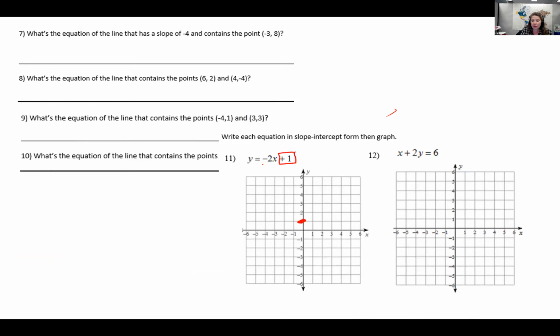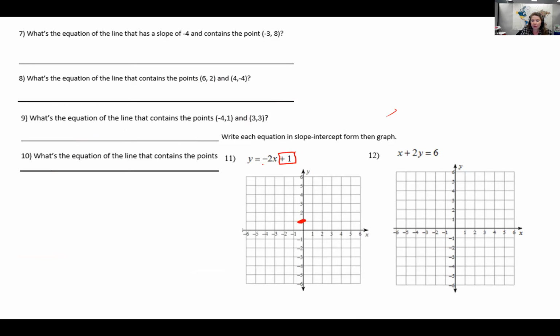All right, number 13, let's solve for y. So we're going to subtract 9 from both sides. So we have negative 3y equals negative 5x minus 9. Now divide every single term by negative 3. So these go away. Negative divided by negative is positive 5/3. Negative 9 divided by negative 3 is positive 3.